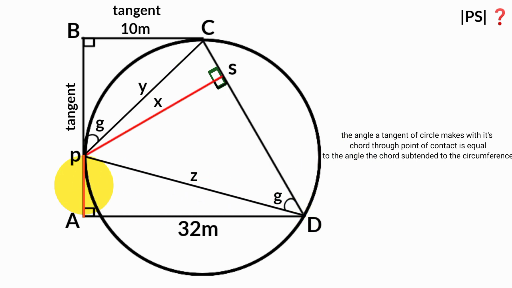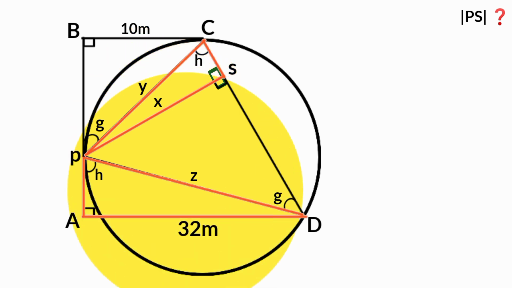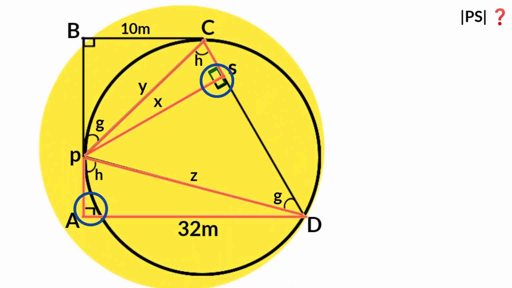The same goes for this tangent AP also. It makes an angle with this chord DP, that is this. So if we assume its size to be H, the angle this chord makes with the circumference, that is this angle here, must also be H. Now if we look at this triangle CPS and this triangle ADP, they both have a right angle and a second angle H. That is, they are similar triangles.